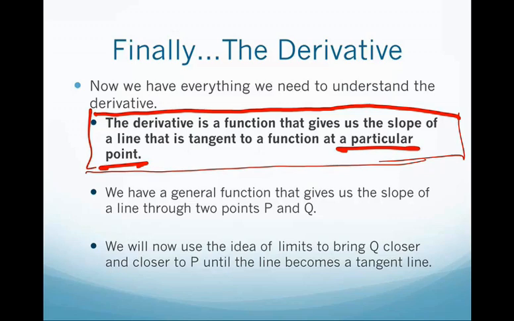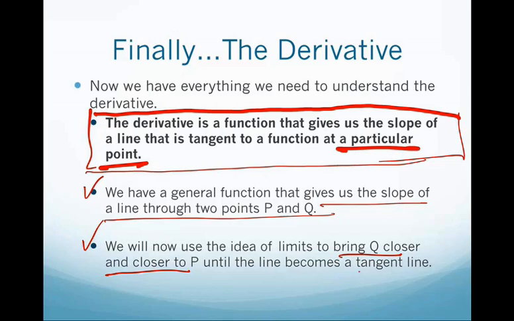So we're going to start with the general function that we've derived that gives us the slope of any line through points P and Q. And what we're going to do is use this last piece. We're now going to bring Q closer and closer to P until the line becomes tangent, okay? And when we bring Q closer and closer to P, we're going to be talking about the limit, and essentially we have all the pieces we need to talk about the derivative.